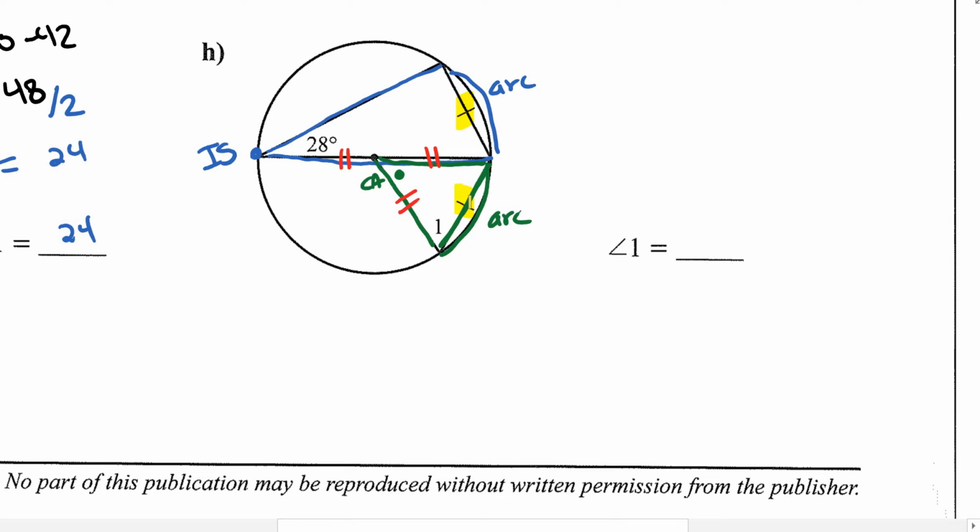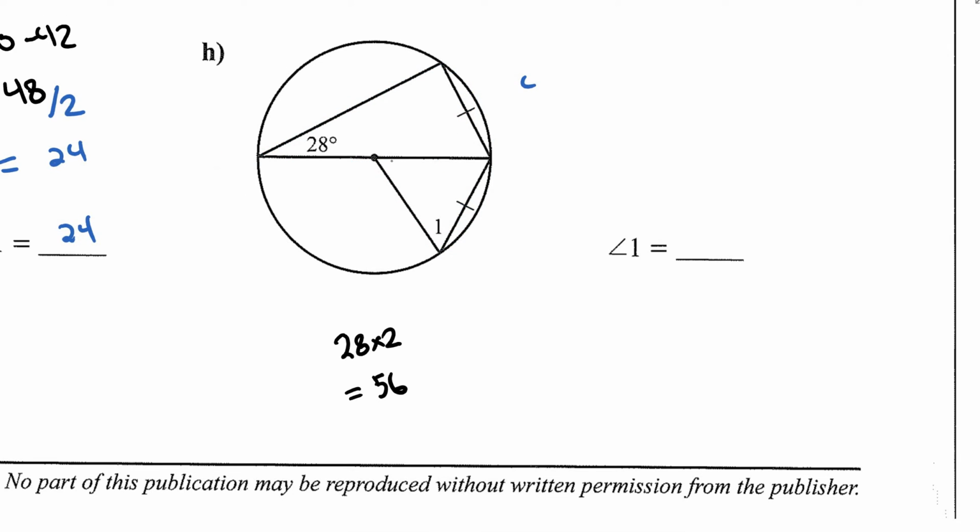So the central angle and the inscribed angle open up to the same arc. That means the central angle is going to be double the value of the inscribed angle. So this angle right here is going to be 28 times 2, which is 56 degrees. Let me just erase all this and relabel the diagram here. So this angle is going to be 56 degrees.